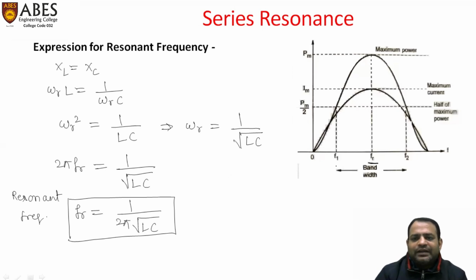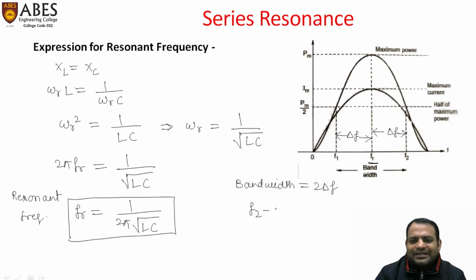Now we need to find out bandwidth. So if this is delta F, and this is also delta F, what is the bandwidth? Bandwidth is twice of delta F, which is F2 minus F1, that is twice of delta F. So we can use this when we are finding F1, F2.